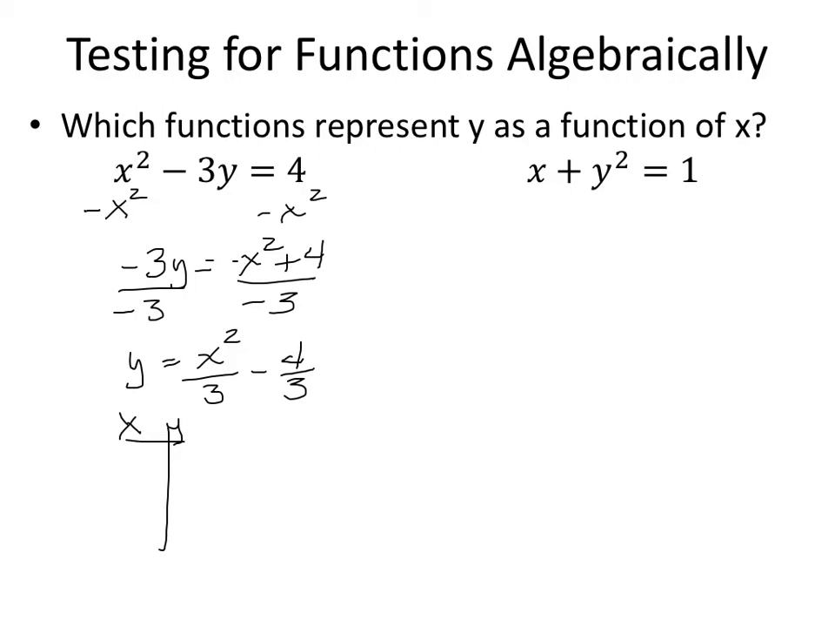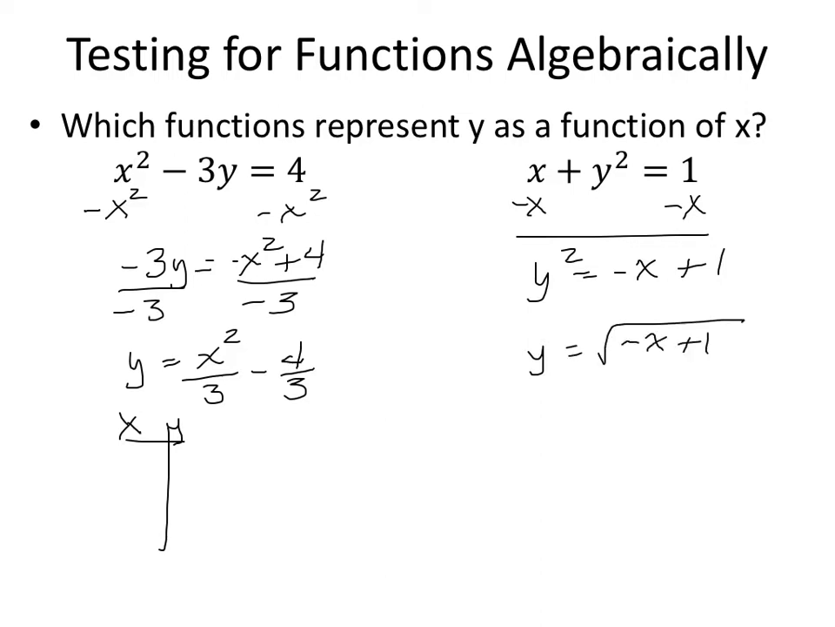Now, this next one, if I get y by itself, I'm going to subtract x, and I'll get y squared equals negative x plus 1. Okay? So if I look at this, and if I get y by itself, and I unsquare this by taking the square root of both sides, I would get y equals the square root of negative x plus 1. But let's look at what's going on with this middle step here. I'm saying that I take an x, I put it in there, okay?